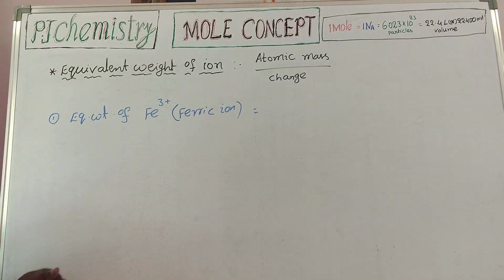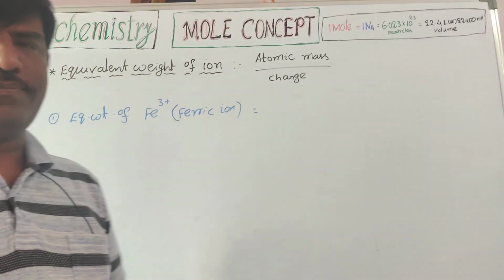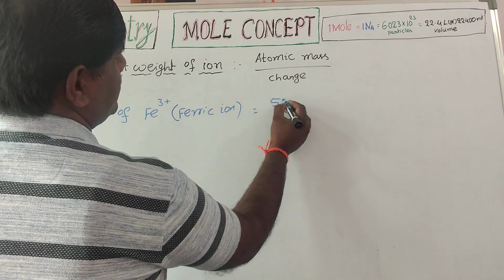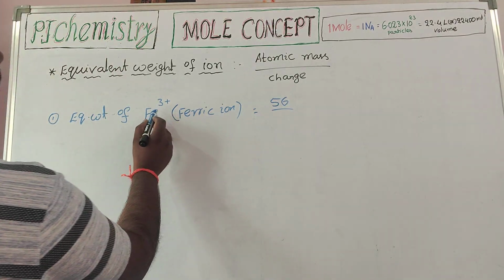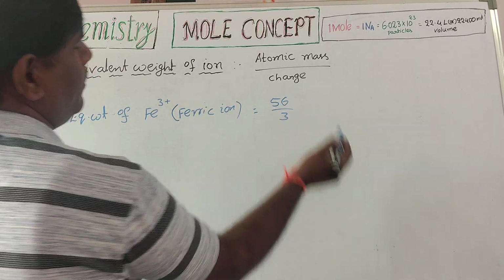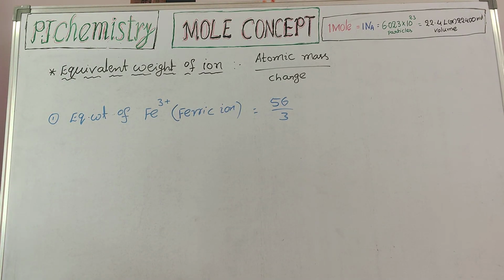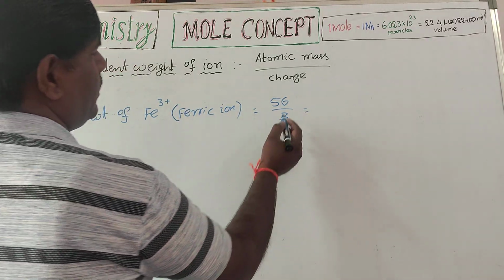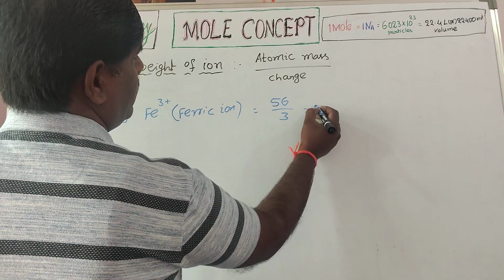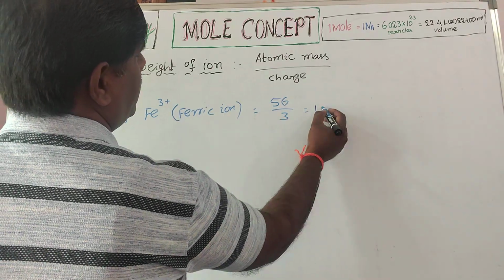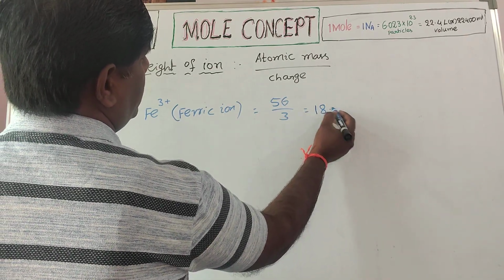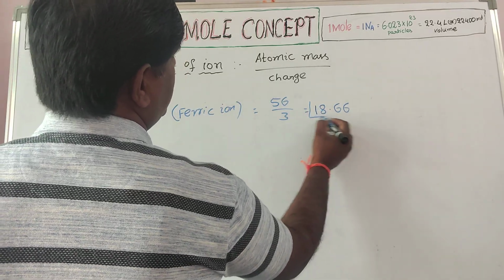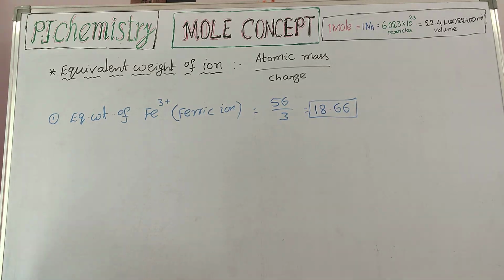Now, as per the formula, atomic mass by charge. What is the atomic mass of iron? 56. How much is the charge? 3. So calculate it: 3 ones, 3 eights are 24, 3 sixes are 18. So 18.66 is the equivalent weight of the ferric ion.